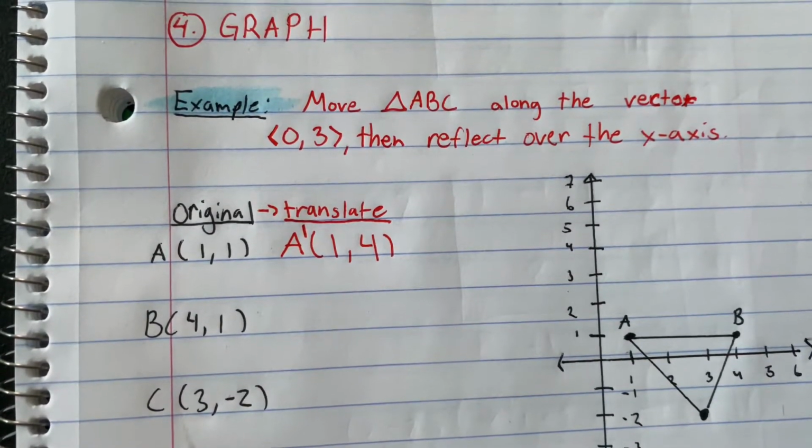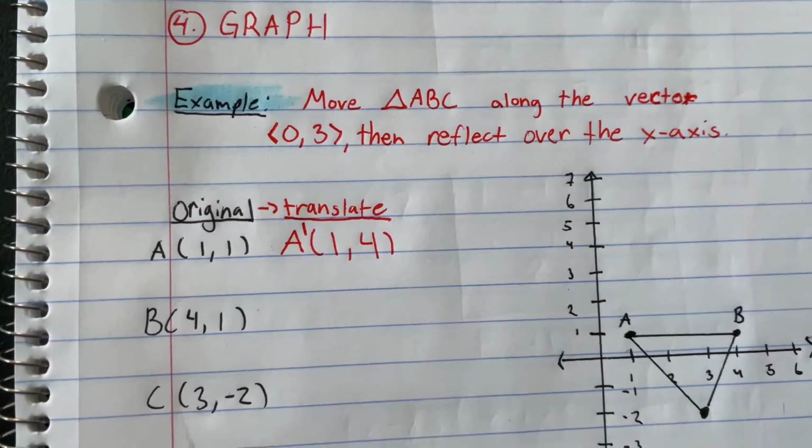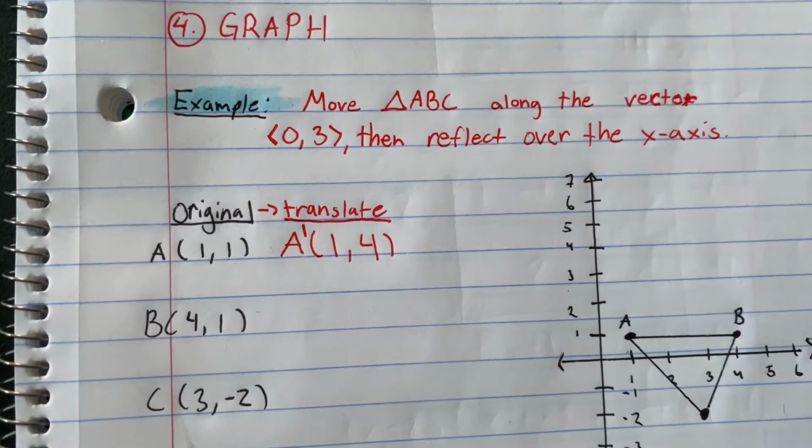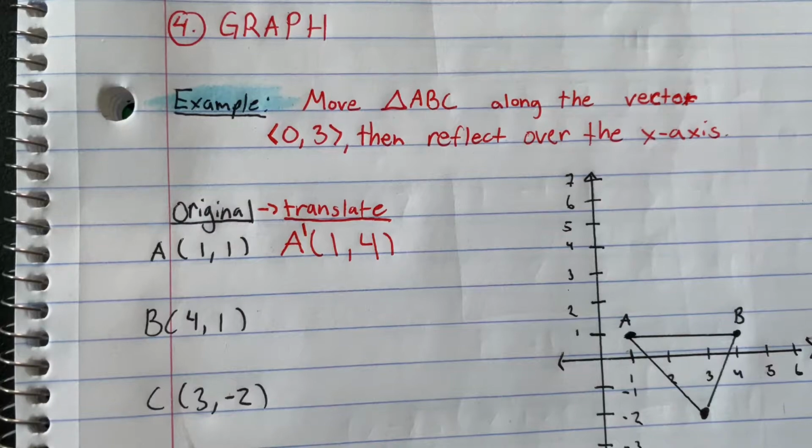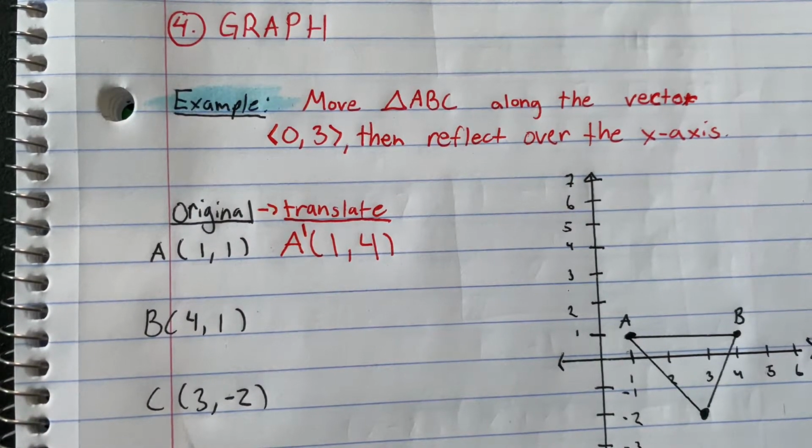Alright, since we got that, now we need to find B prime and C prime. Can you please do this on your own and see if you can find the points, with the problem asking to move ABC along the vector 0 and 3? As you see what I did, please try this out for yourself.